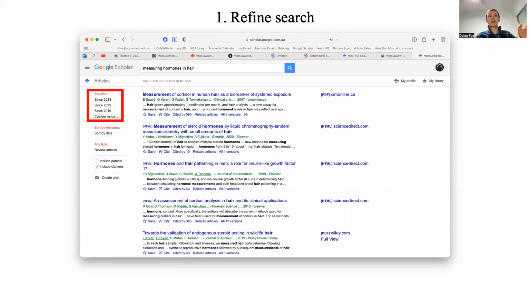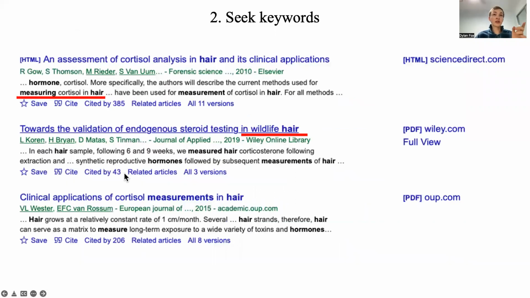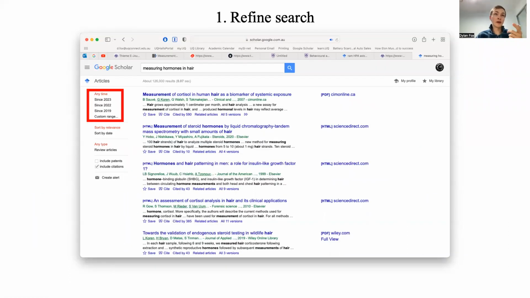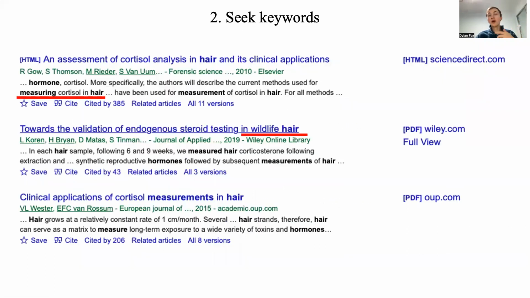So I can cast back to results from the 50s, for instance, and understand, all right, what do we know about hair back then? About 70 years ago. So yeah, being able to refine your search is a very critical tool. Second is to seek the keywords. So the keywords I've used here are measuring hormones in hair. So I used hair because it's a general term. I'm specifically looking at fleece, so that's a bit rarer.